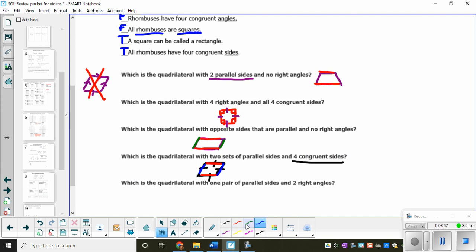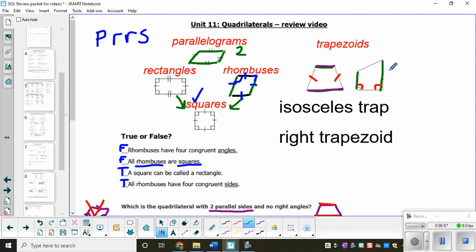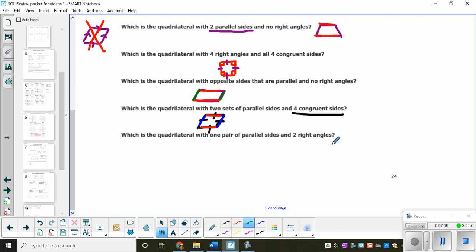And last but not least here for this video, which is the quadrilateral that has one pair of parallel sides, so just one pair, and then there are two right angles? So that's going to be this trapezoid right here, the right trapezoid. Here is the one pair of parallel sides, and then we have two right angles. So I'm going to draw that one down here now. Right angle, right angle. And again, you can see this would be my one pair. That's a pair. The two sides make a pair of parallel sides. Okay.